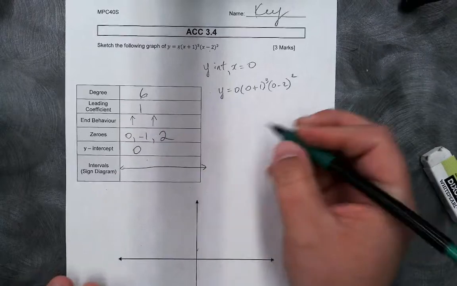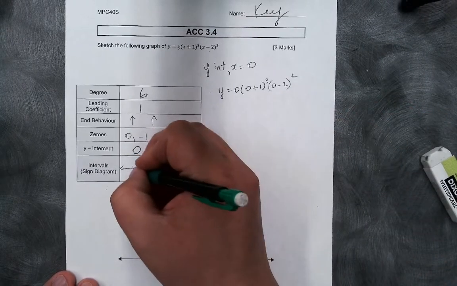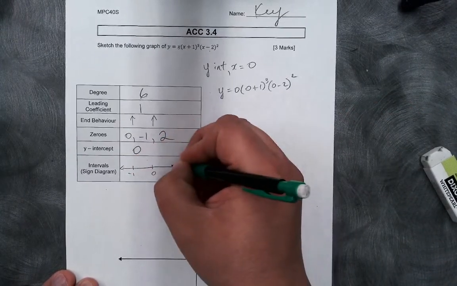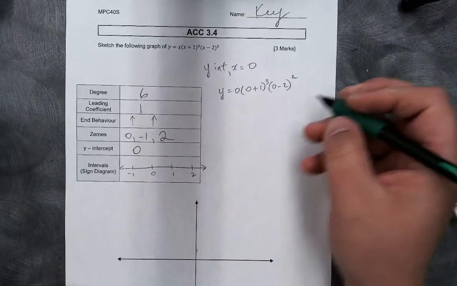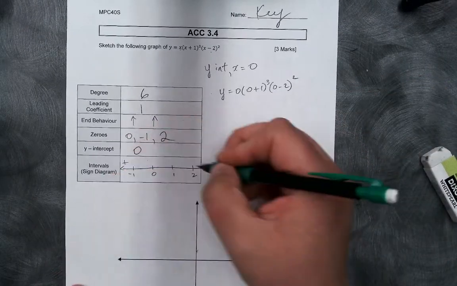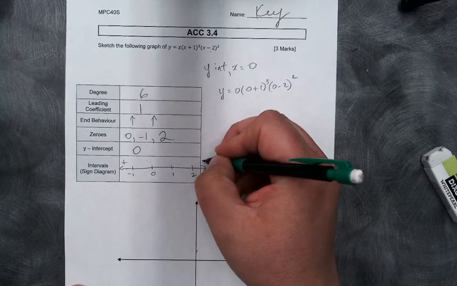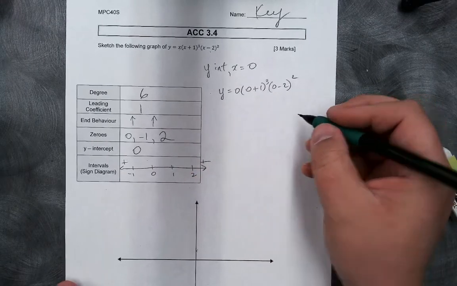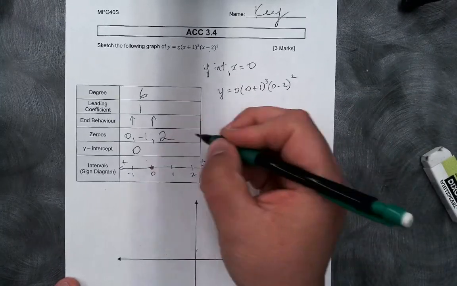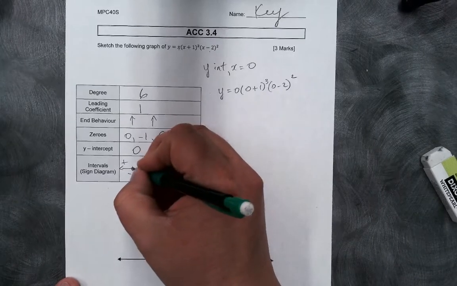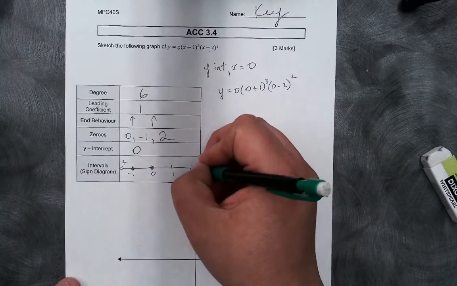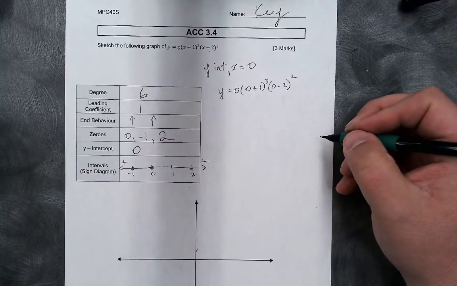So my interval diagram, I'm going to start at, say, negative 1, and then I have a 0 and a 1 and a 2. All right, past negative 1, it's positive because both arms go up. Past positive 2, it's positive. I know that 0, 0 is a point, so there's an interval there. I know negative 1 is a point, and I know 2 is a point. So what's happening between negative 1 and 0?